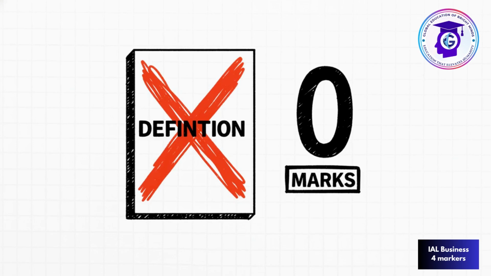Now listen up, because this is a huge one. I see this mistake all the time. Whatever you do, do not start your answer with a definition. Examiners will give you 0 marks for that in an explain question. Just jump straight into the reason, give your evidence, and then explain the consequence.